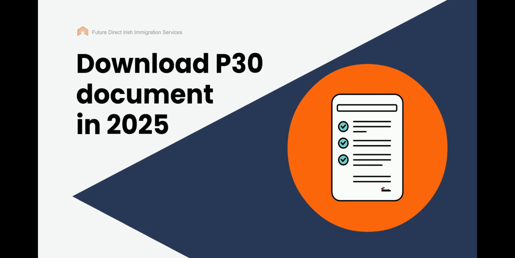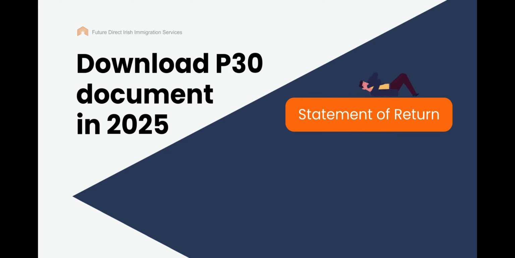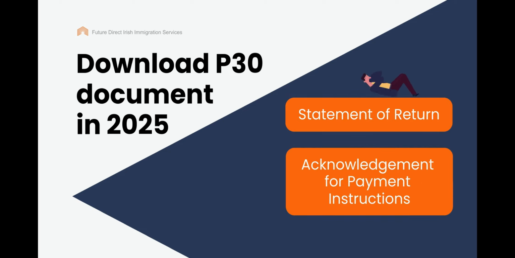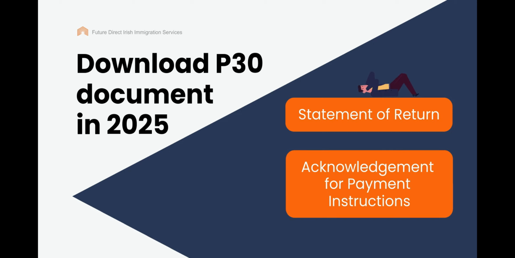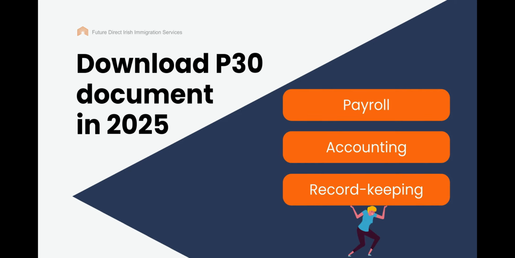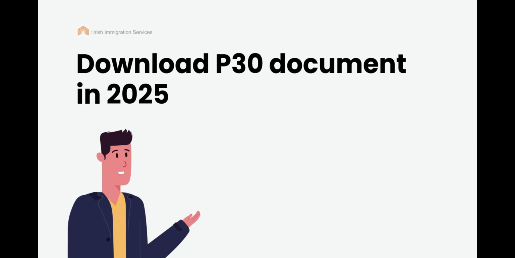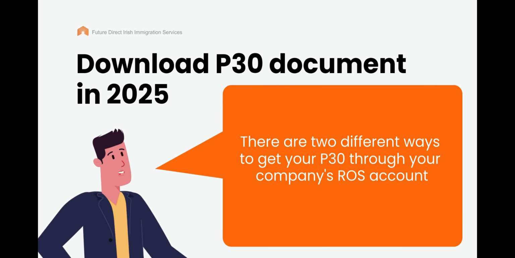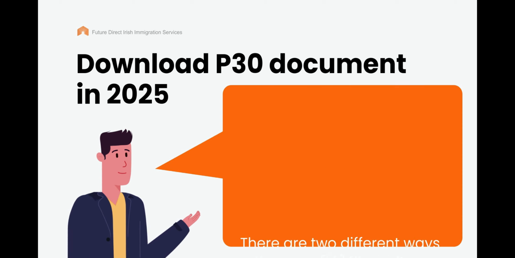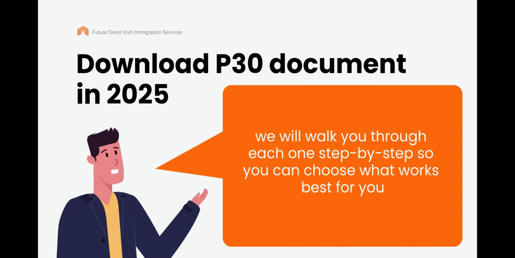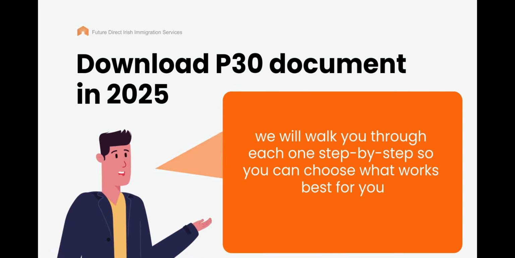Today's quick tutorial will show you how to download the P30 document in 2025, also known as the Statement of Returns or Acknowledgement for Payment Instructions in your company's ROS account. Whether you need it for payroll, accounting, or record-keeping purposes, this document is recognized in Ireland to prove your monthly PAYE and PRSI contributions. There are two different ways to get your P30 through your company's ROS account, and we will walk you through each one step by step so you can choose what works best for you.